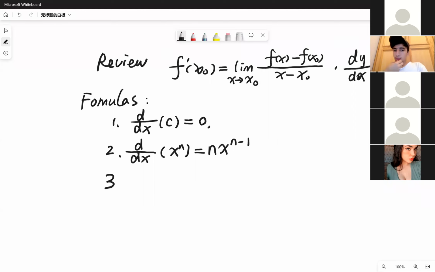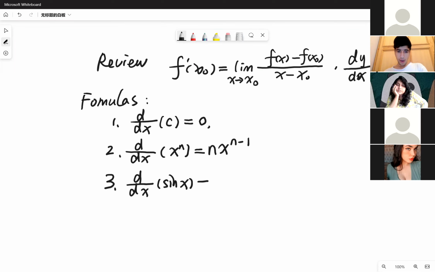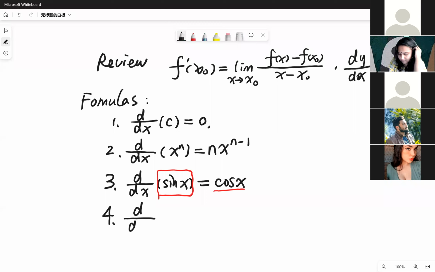Then the third one, the derivative of sin x. Minus cos x? No, look at this. The derivative of sin x is equal to cosine x. Yes, but in the last lecture, Laushi said that the derivative of sin x is equal to minus cosine x. No, bro. You can look at the next one.